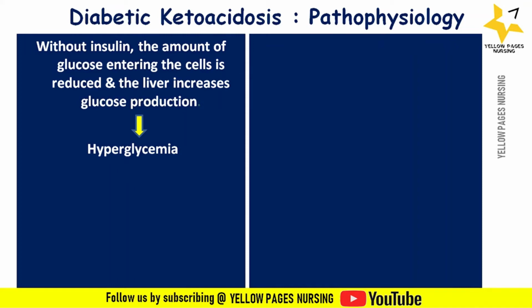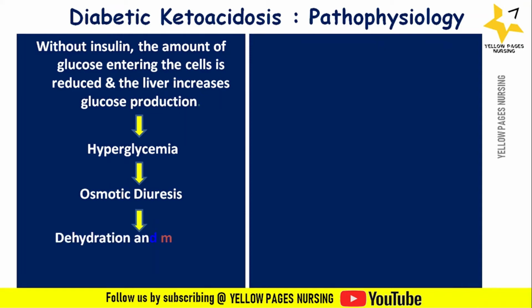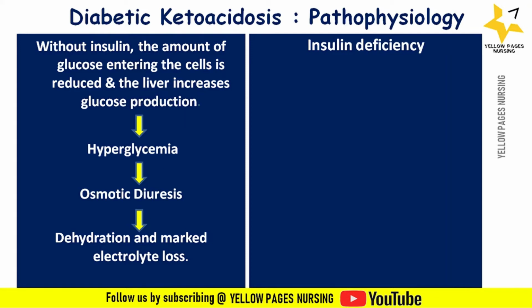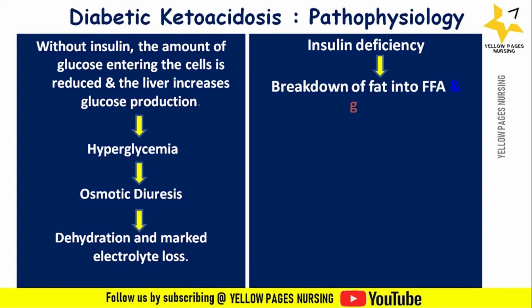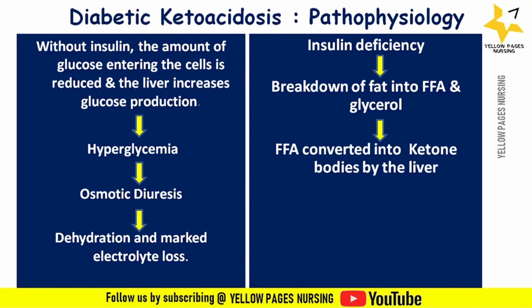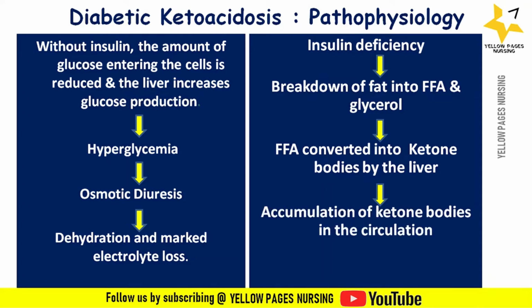This osmotic diuresis is characterized by excessive urination, that is polyuria, which leads to dehydration and marked electrolyte loss. The other effects of insulin deficiency are breakdown of fat into free fatty acids and glycerol, with free fatty acids getting converted to ketone bodies by the liver, leading to accumulation of ketone bodies in the circulation, which finally leads to metabolic acidosis.